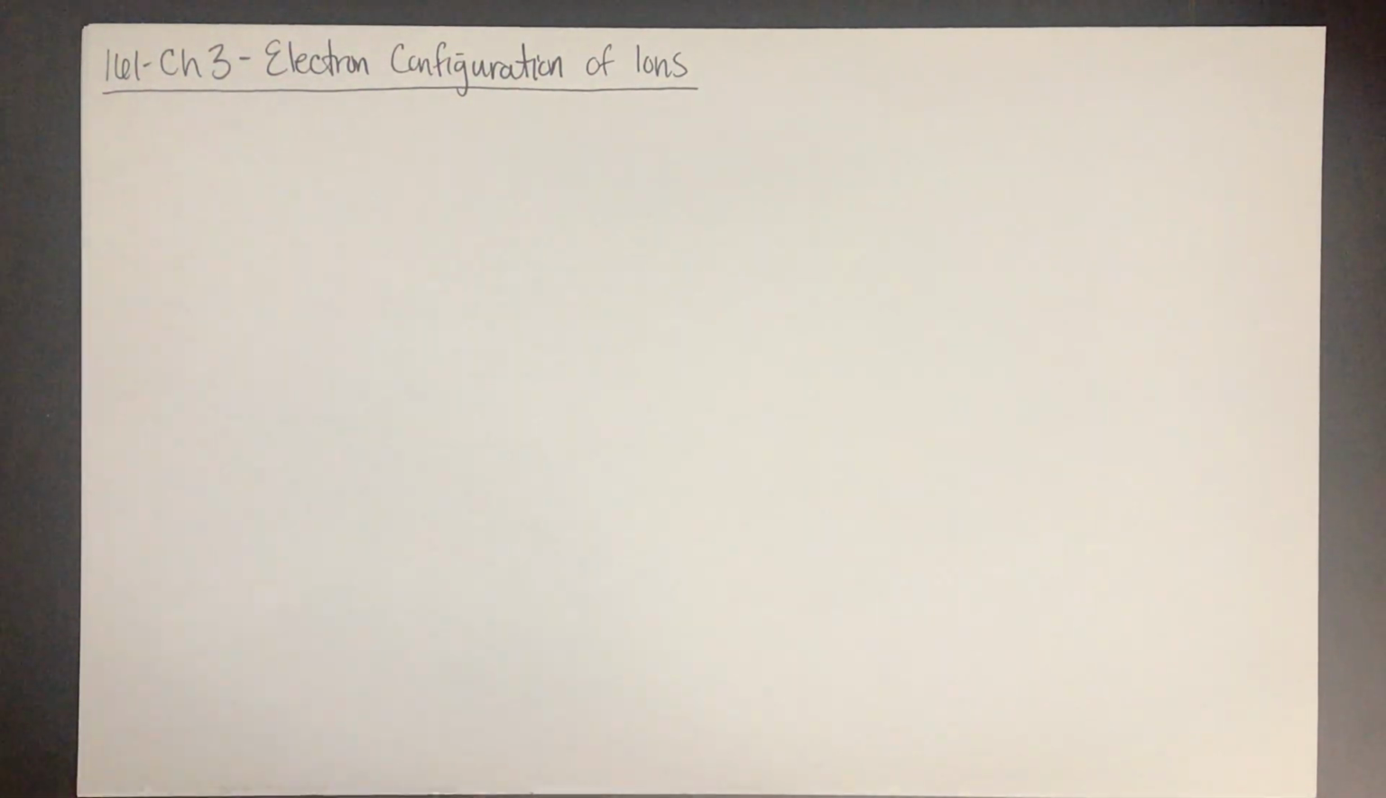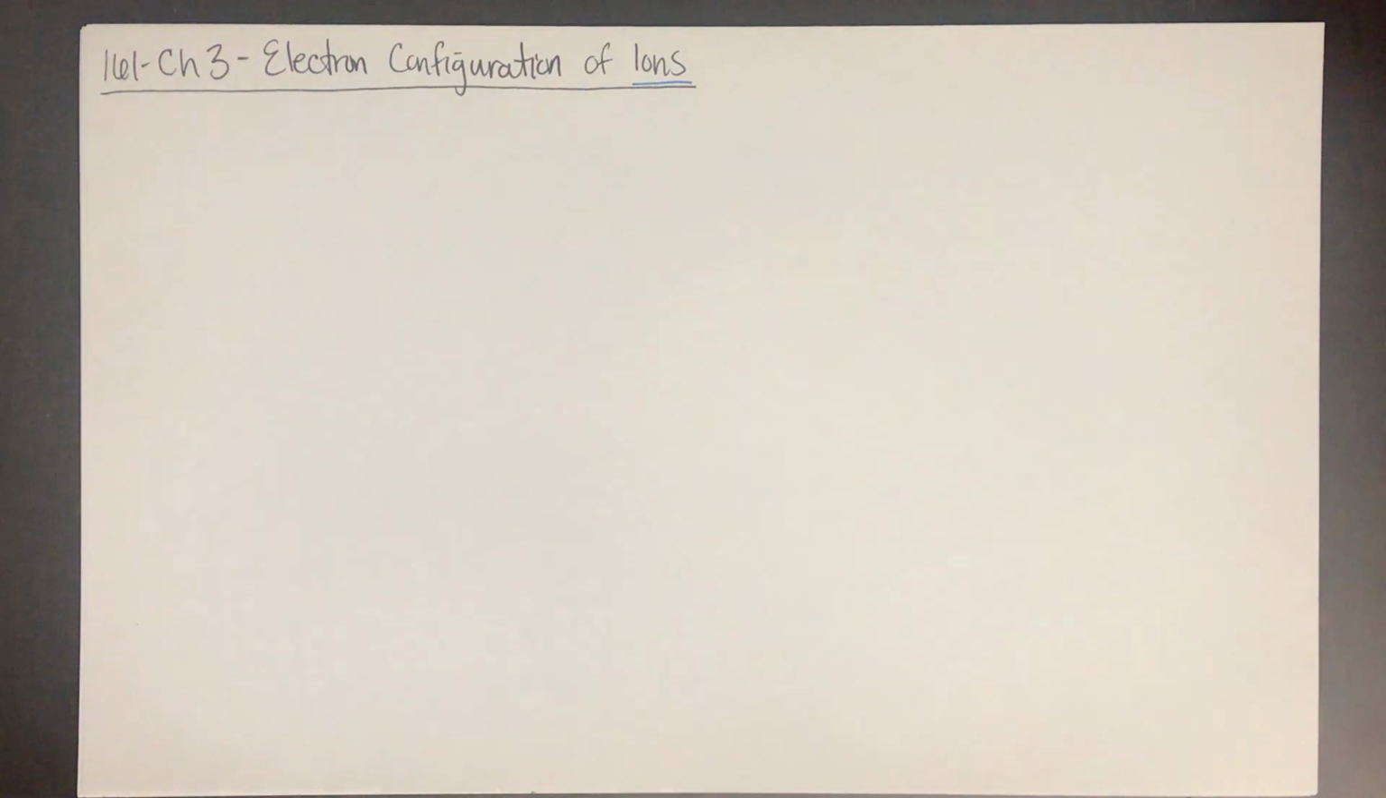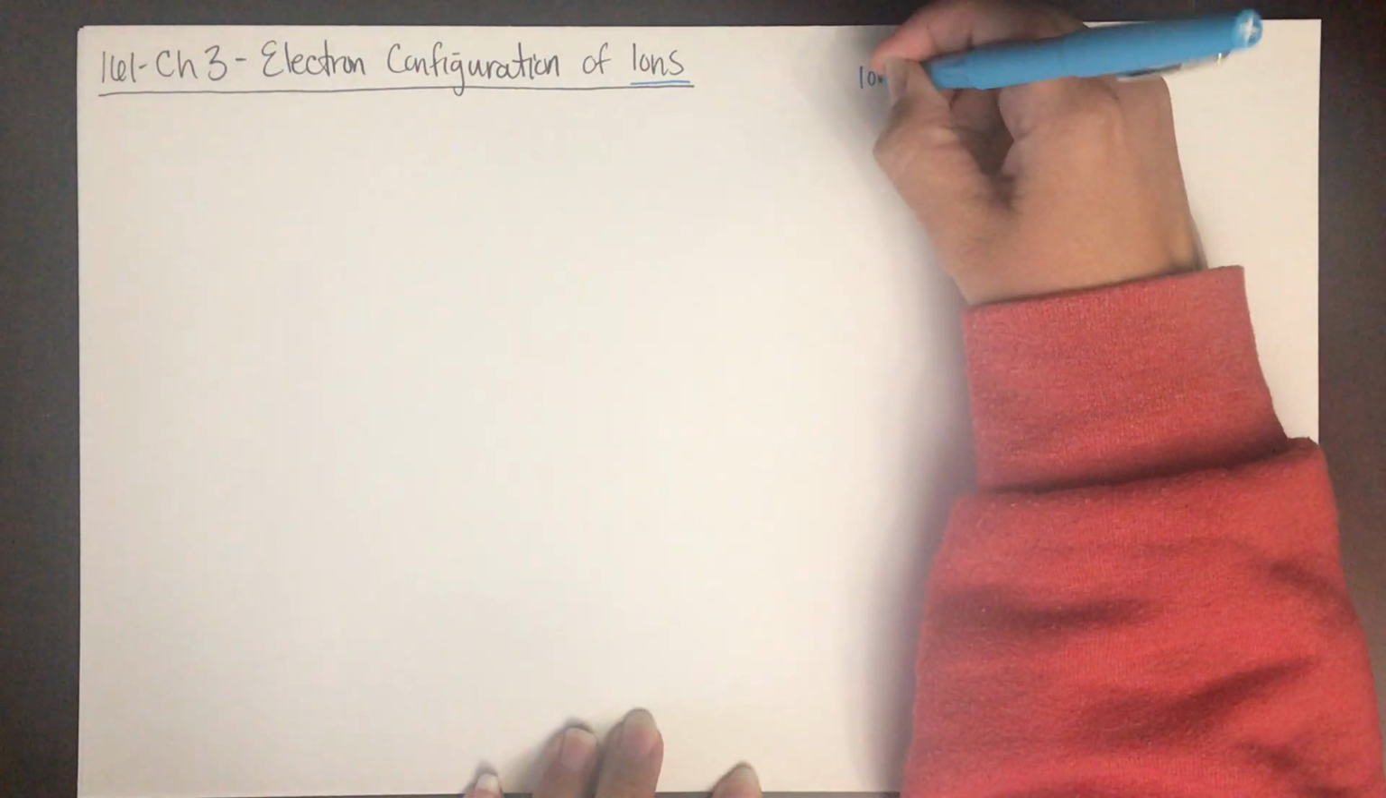Okay, so we just talked about the electron configuration of atoms. Now we're going to introduce something called ions. So before we talk about the electron configuration of ions, let's define what an ion is.